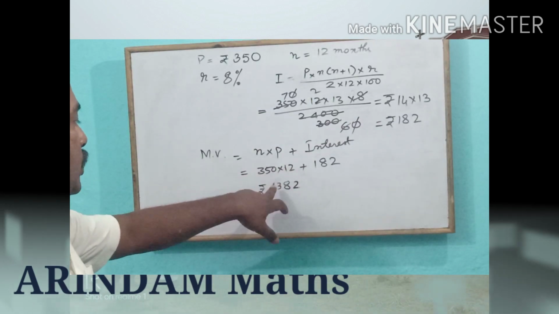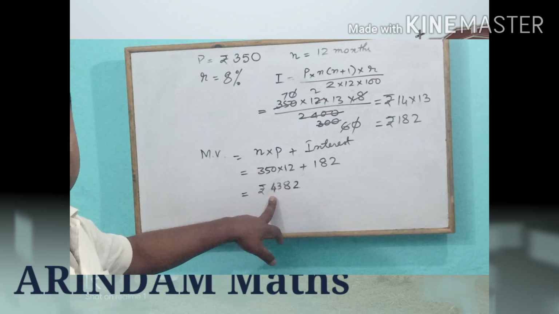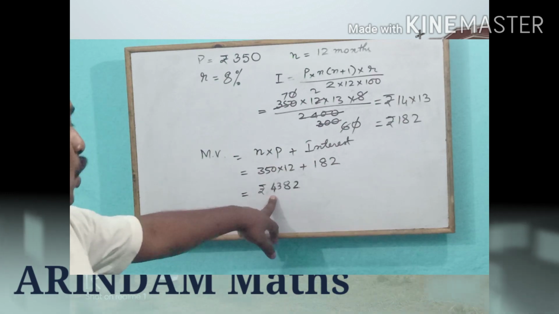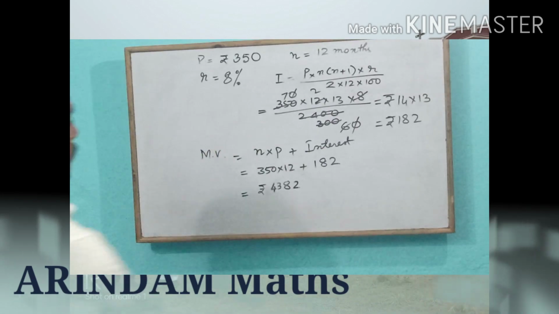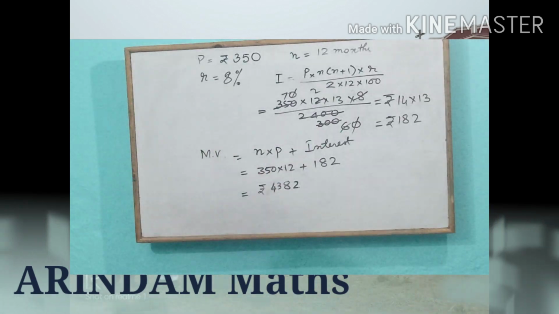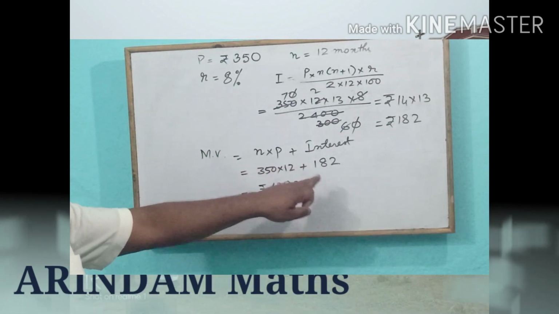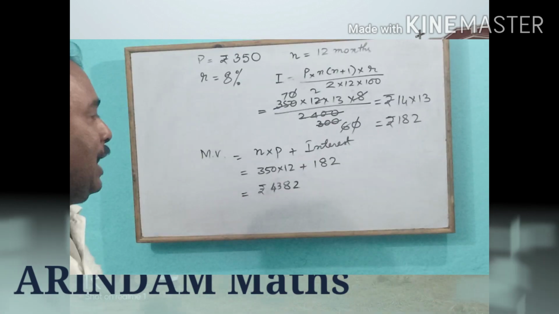So this, after calculation, it comes to rupees 4,382. So the person had paid 350 into 12, that is 4,200, and he gets 182 as his interest.